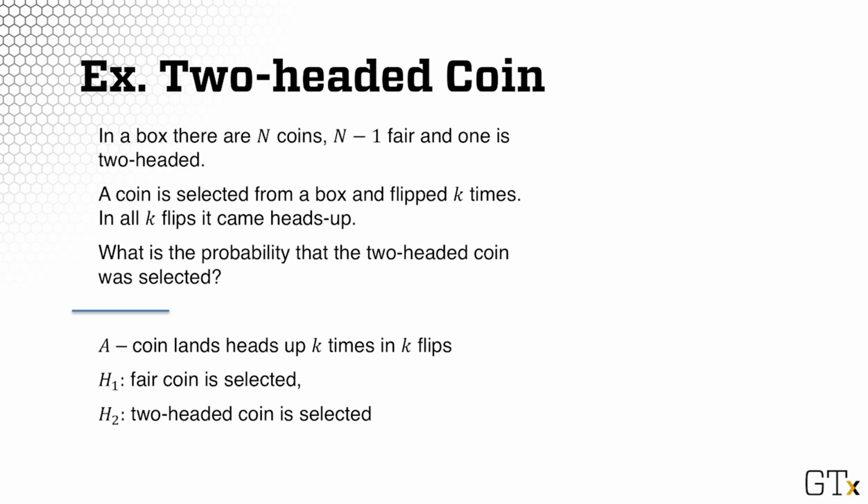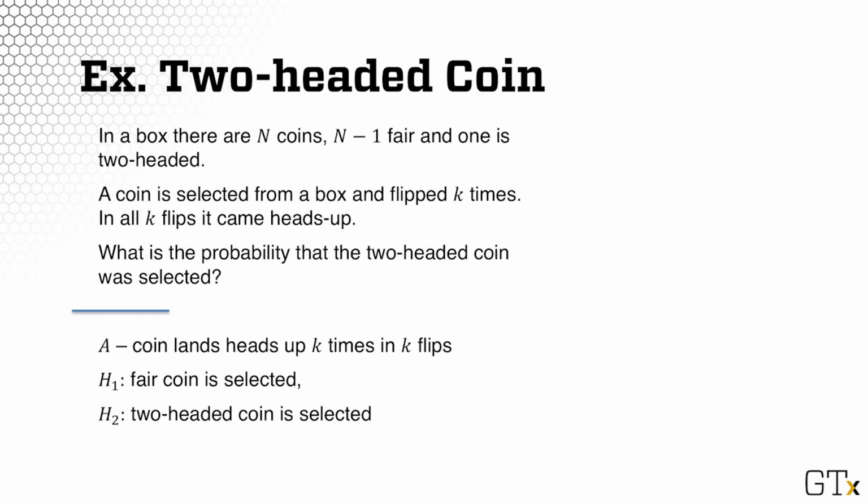You have a big box, and in this big box there are capital N coins. All but one are fair, but one is two-headed. It has heads on both sides. You could buy such a coin in Spencer stores. It was costing you a few bucks, and then you will flip this coin and amuse your friends that heads is showing up every single time.